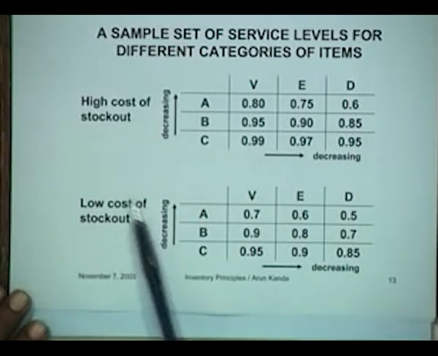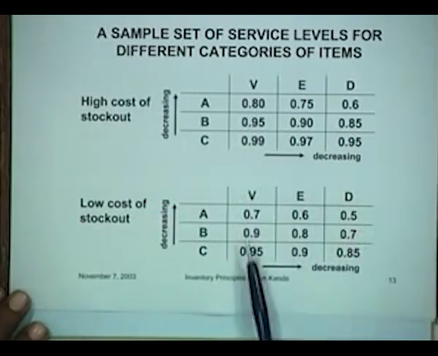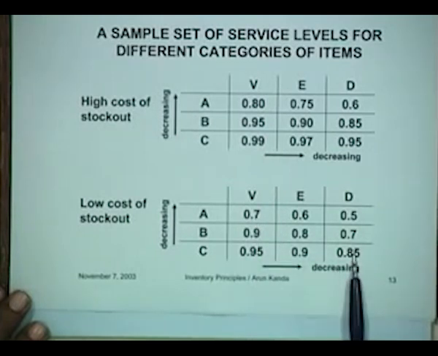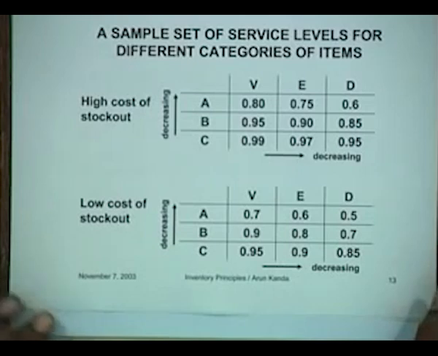If you have an item with a low cost of stock out, these values might be modified to something like this: this value comes down to 0.7 and this value comes down to about 0.85, and this is now 0.95 and 0.9, and these values would also come down to figures like 0.6 and 0.5. So this gives you some idea of how service levels can be kept for different categories of items. That means it's dependent upon ABC as well as VED analysis.